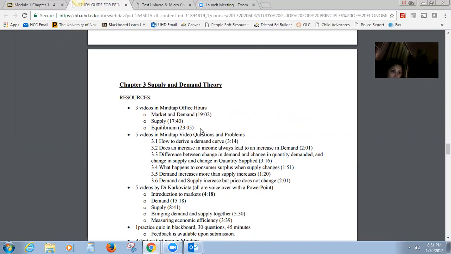It's timed and you have 30 questions. So make sure that you have your scrap page available. I cannot stress this enough. On these problems, draw every single problem out. If it says the PPF shifted to the right, draw a PPF curve, shift it to the right. If it says that the supply increased, draw a supply and demand curve, shift the supply to the right.